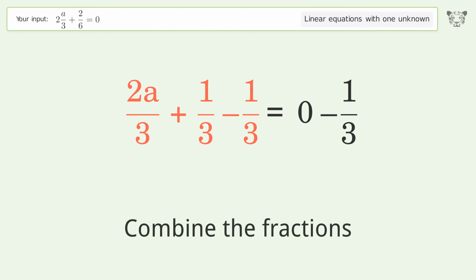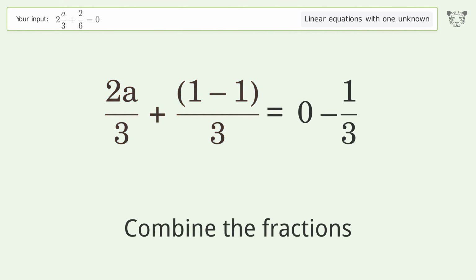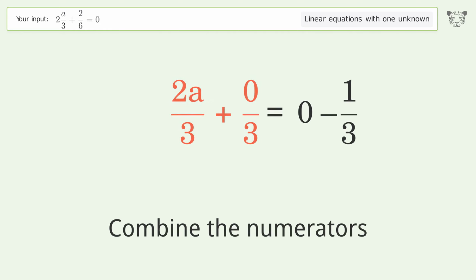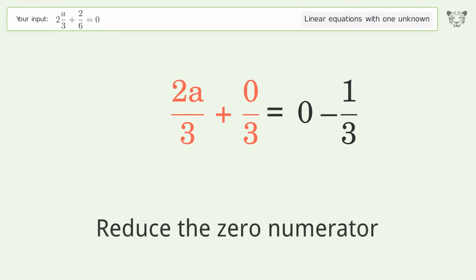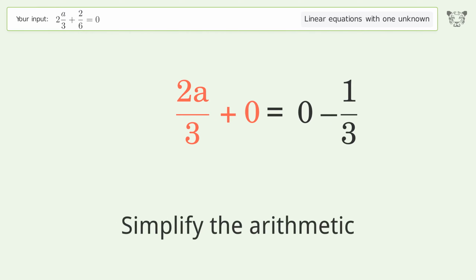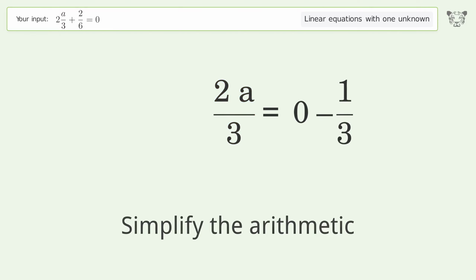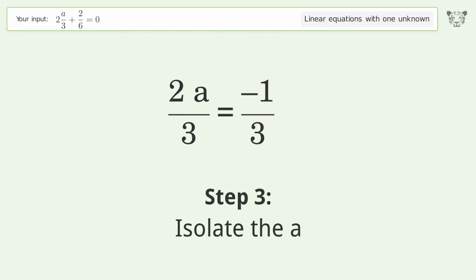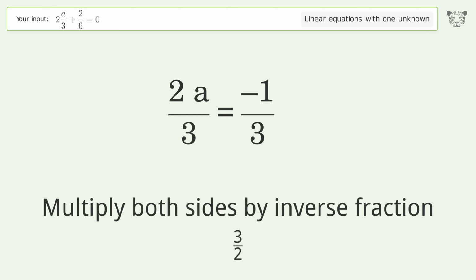Combine the fractions. Combine the numerators. Reduce the zero numerator. Simplify the arithmetic. Isolate the a. Multiply both sides by inverse fraction 3/2.